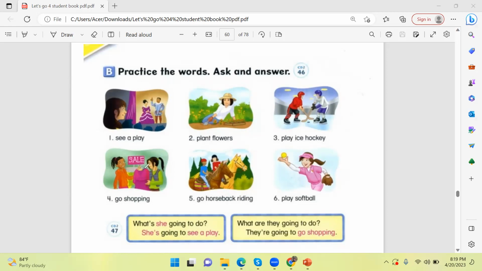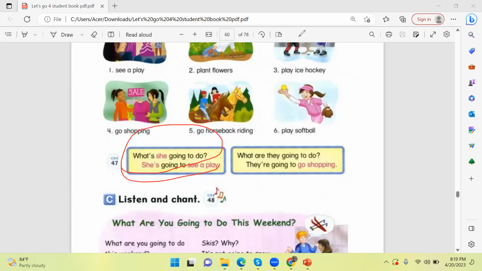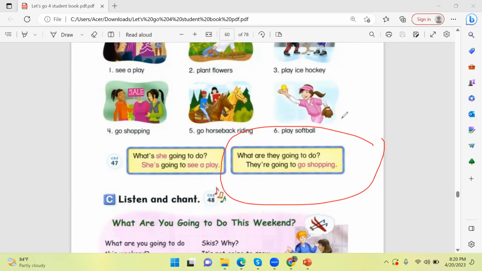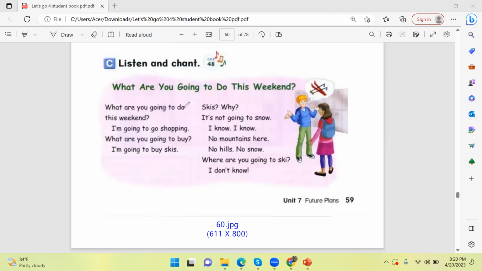Can you read this one? The first box, this side. What's she going to do? She's going to see a play. What are they going to do? They are going to go shopping. Okay, very good. Next one we have here is entitled, what are you going to do this weekend?